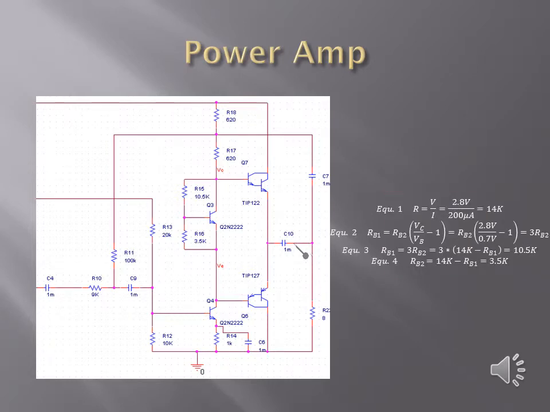The VBE multiplier was the first section of the power amp to be designed. A voltage of 2.8 volts and a current of 200 microamps results in a total resistance of 14K, as shown in equation 1. Rearranging the voltage divider equation allows for a resistance ratio of the VBE multiplier to be calculated, as shown in equation 2. Equations 3 and 4 show the final calculations for both resistors.